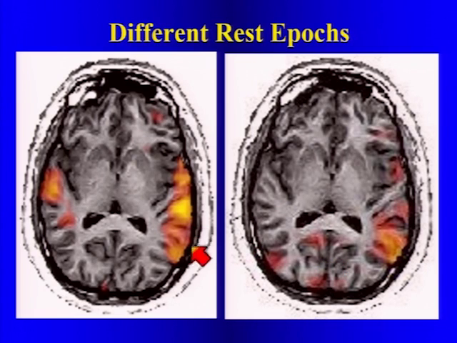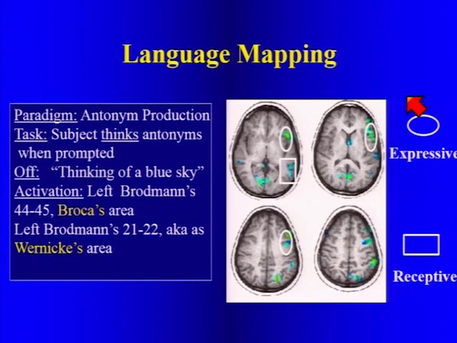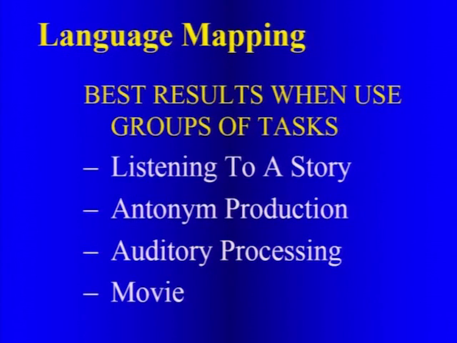And it seems like we had better luck without the backwards reading and just having quiet, so that's what we currently use. This is antonym production, so according to the Brodmann areas of 44 and 45, the antonyms that we use, you can see some secondary auditory in 22 and 45 on the dominant hemisphere, so we can see expressive and receptive language using these tasks.